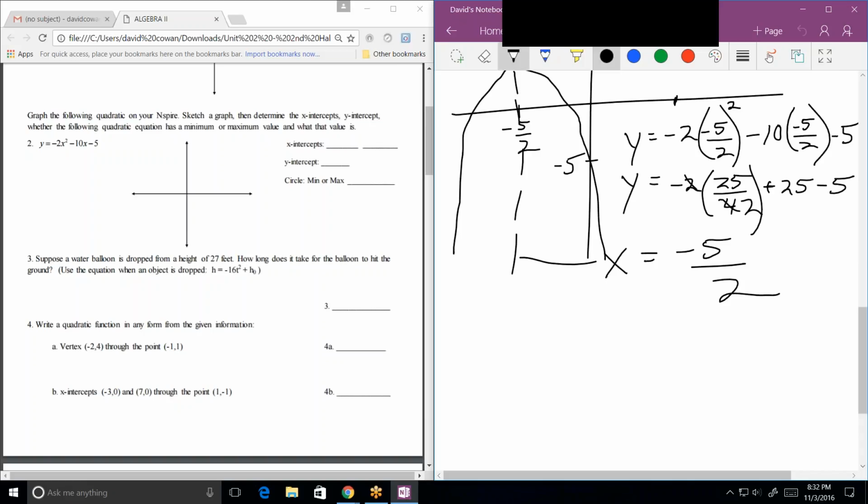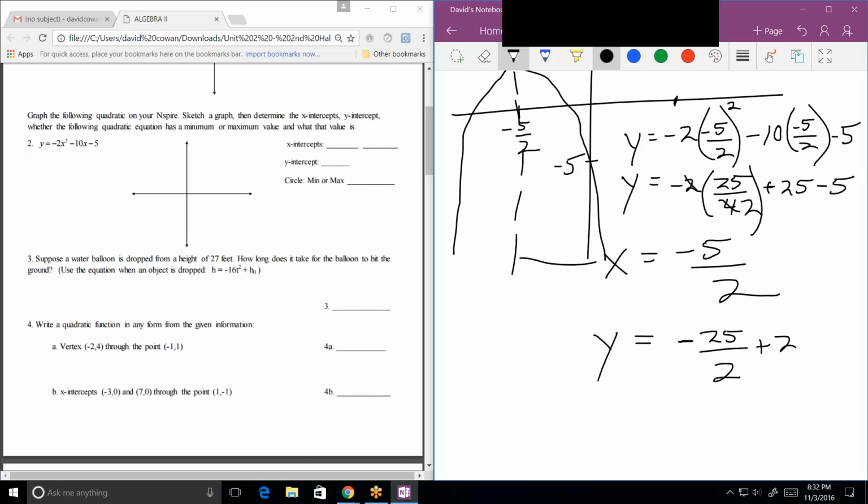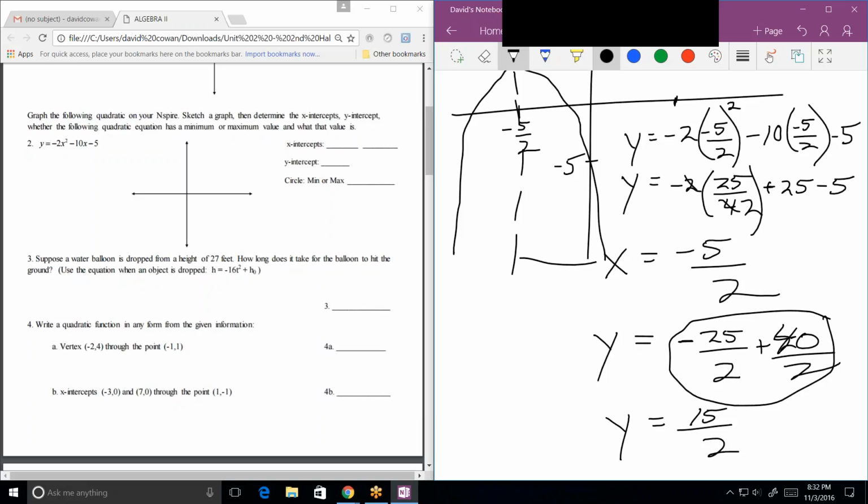I have y, when x is equal to minus 5 halves, I have y is equal to minus 25 halves plus 25 minus 5, which is plus 20. Now, to combine those two numbers, I find a common denominator of 2. 20 is equal to 40 over 2. Now I can operate on the numerator, and I get 15 halves. That's the value.